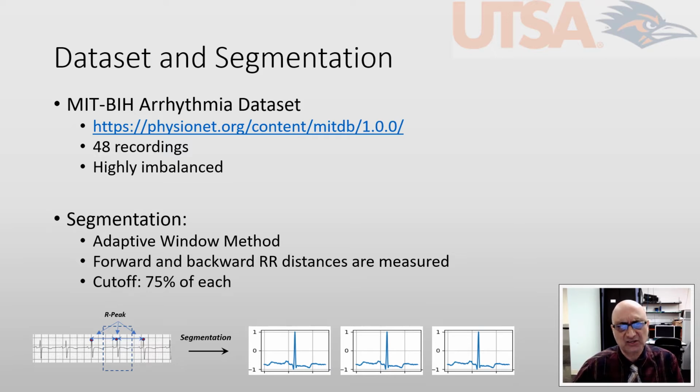The signals are continuous digital signals, so our models require individual beats, and we need to do segmentation on these continuous signals. We use an adaptive window method for segmentation, in which we measured the forward and backward distances between our peaks and used 75% of each as the cutoff distance to break up the continuous signal into individual beats.